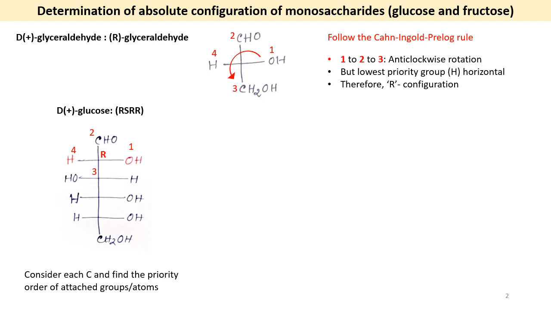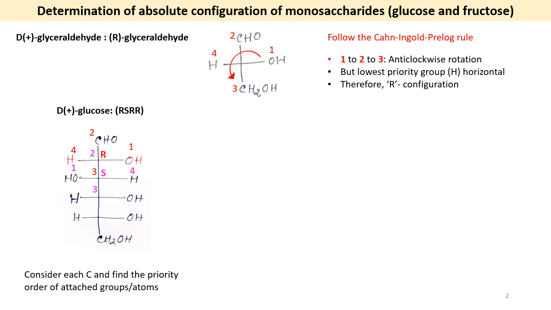So if you look at the C3 now, the OH is placed at the left hand side and the other substituents will be this CHOH, CHO, this remaining part, and hydrogen. So the priority order will be like this. So this is now clockwise. That means it should be R, but the hydrogen, that is the lowest priority group, is placed horizontally. So it should be S in turn. So C3 is S configuration.